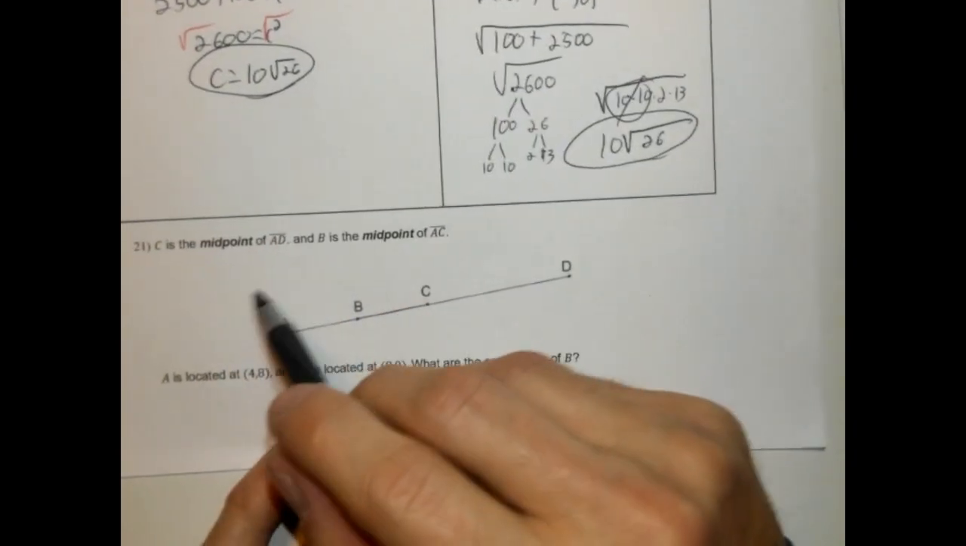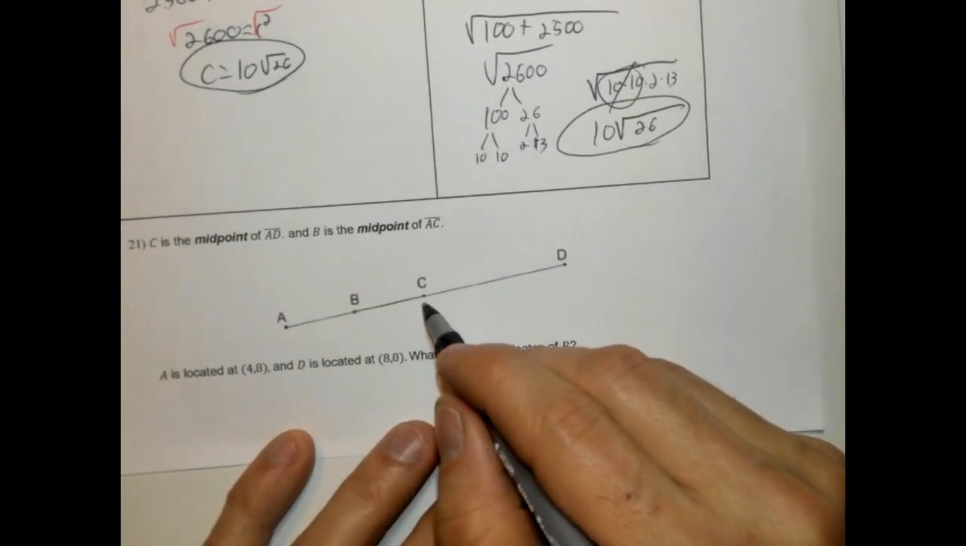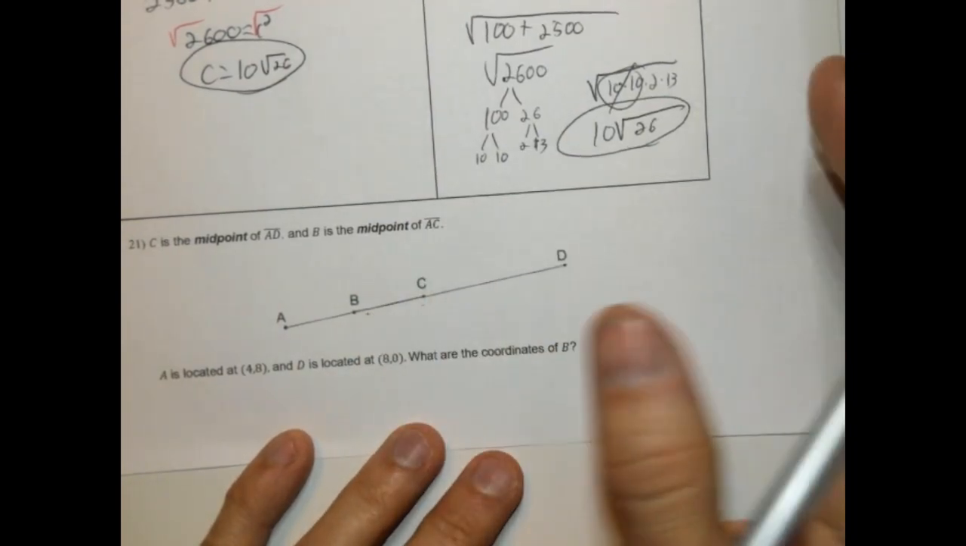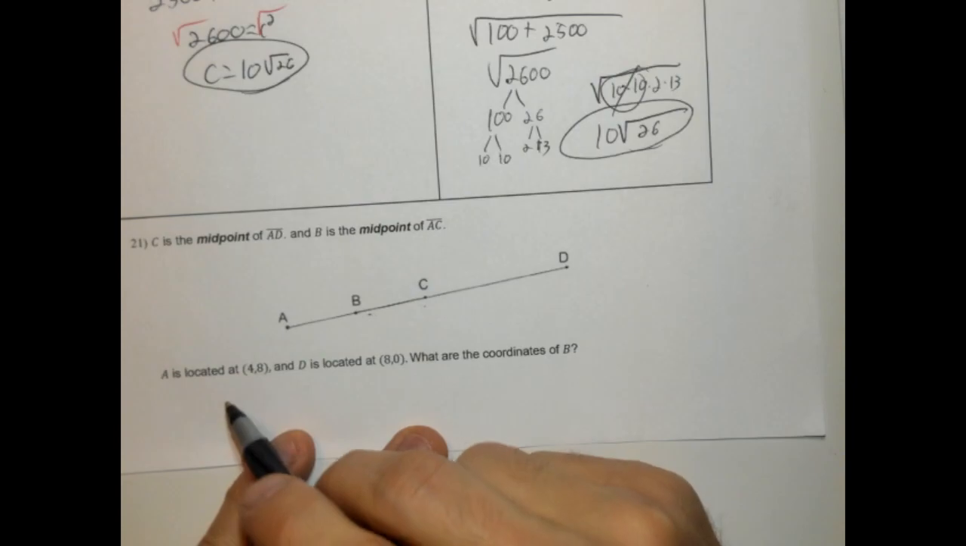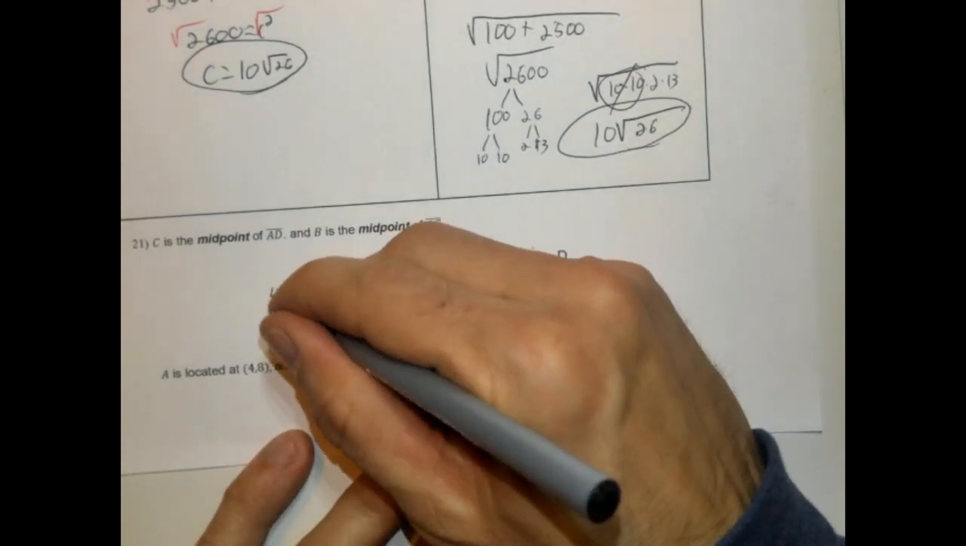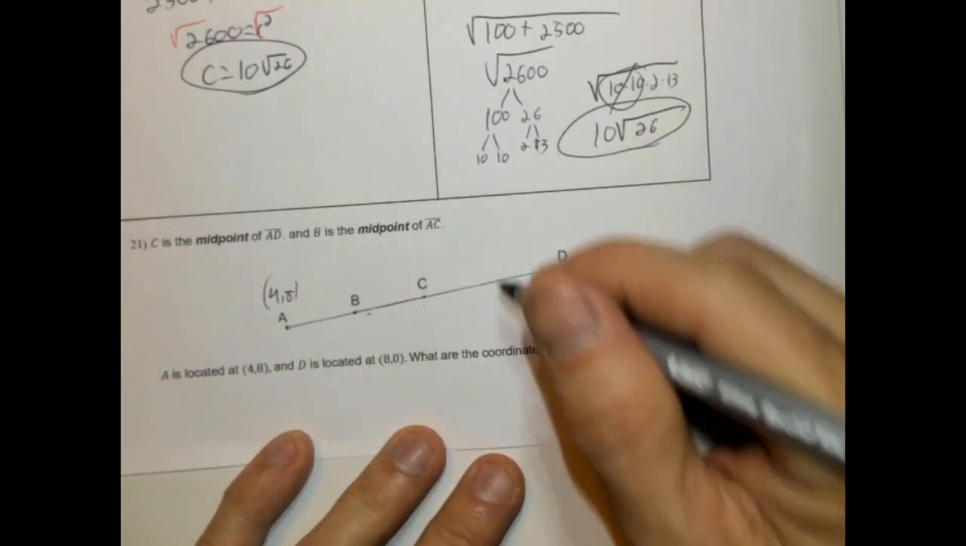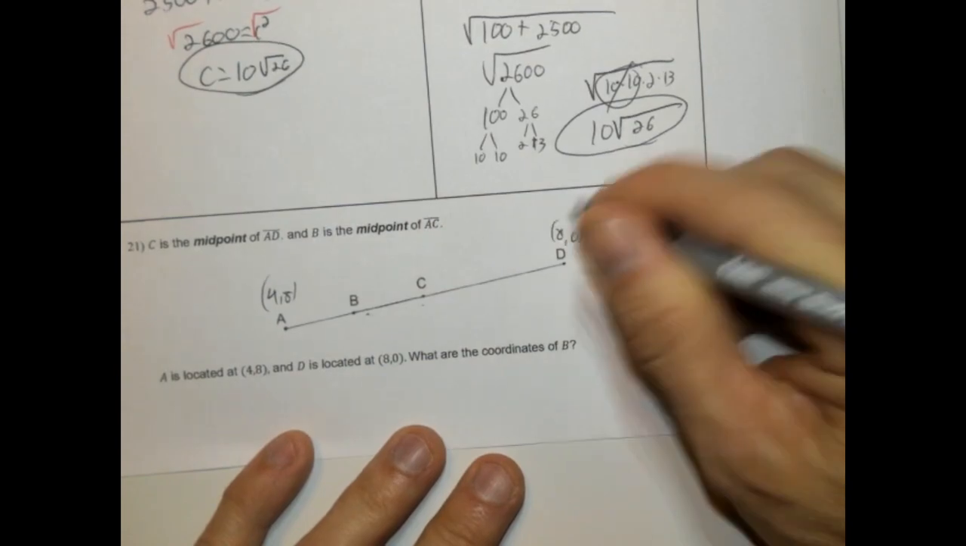Okay, the last one. Whew, this is a marathon. C is the midpoint of AD. B is the midpoint of AC. This is directly off the test. A is located at 4, 8. D is located at 8, 0. What are the coordinates of B?